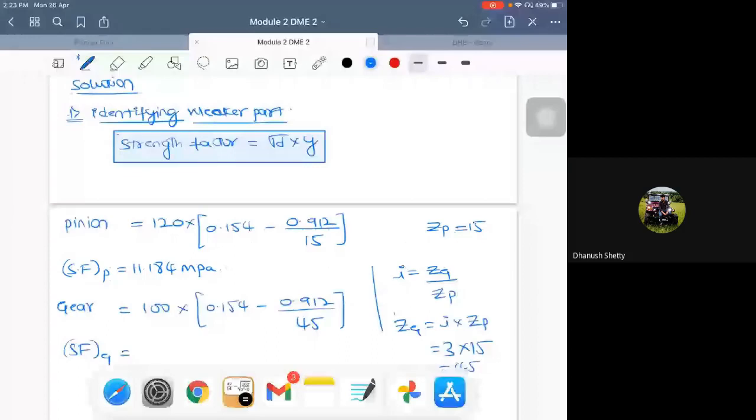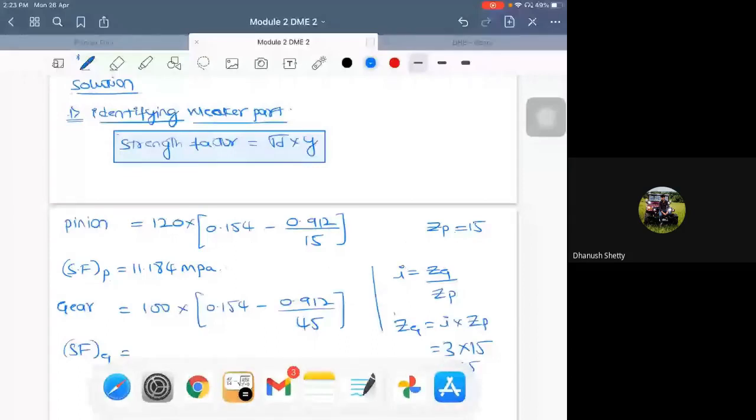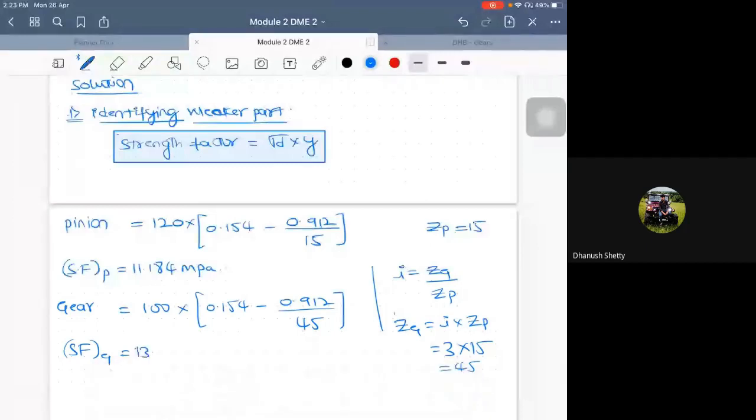Strength factor for gear. How much is the strength factor for gear? 13.3. Okay, so it is 13.3 megapascal. Now compare the values of strength factor of pinion and strength factor of gear. So which one is lowest? Which one is a lower value? Pinion. Pinion has the lower value.